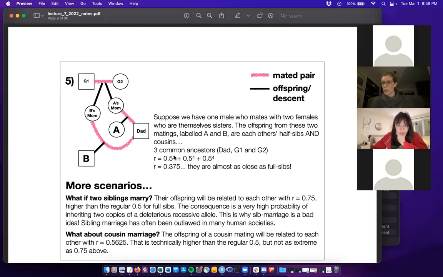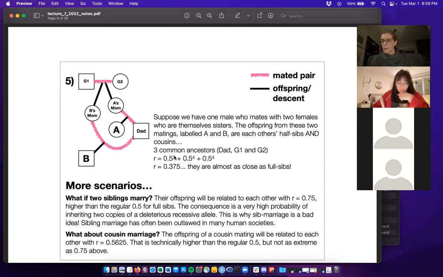Oh yeah, Charlotte, you had your hand up. Yeah, I'm sorry, I'm just confused about the relationship between A and B. So they share both sets of grandparents, but they have different moms?